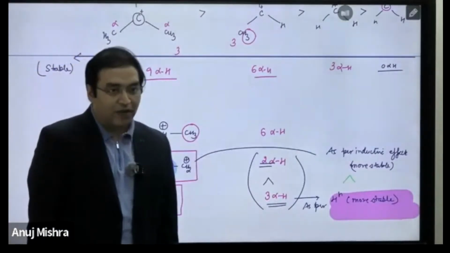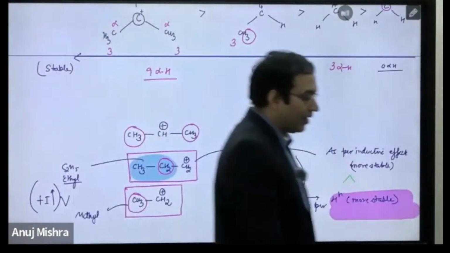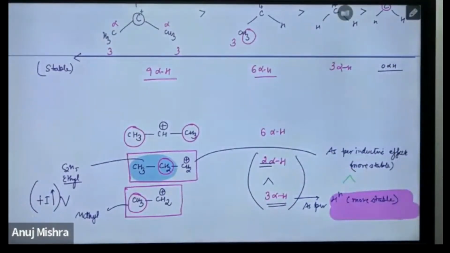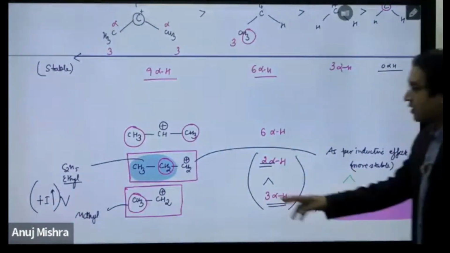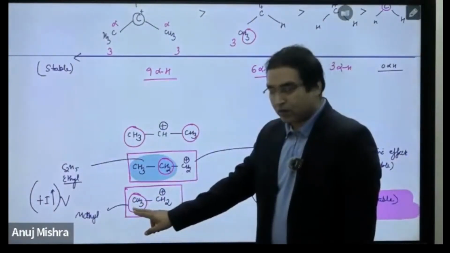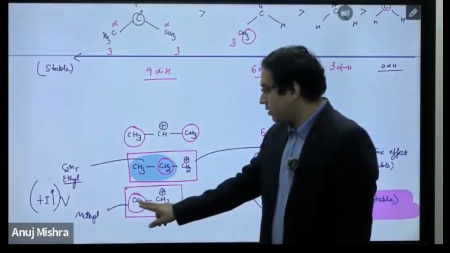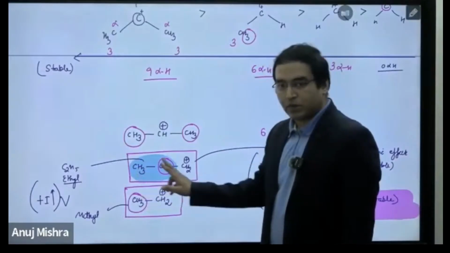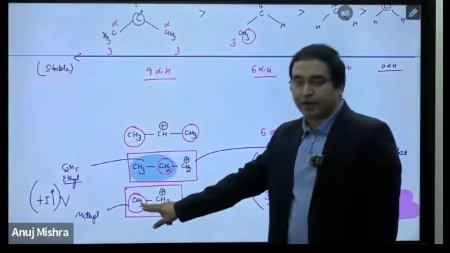Any doubts in this? Can I proceed further? चलिए लिखिए next. Stability of alkene. Yeah, this is 2 alpha hydrogen. This is 3 alpha hydrogen. No, alpha. This is beta. So 2 and 3. So I'll mark this as better.